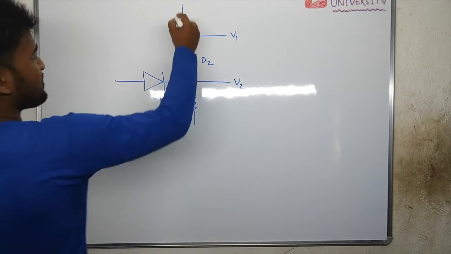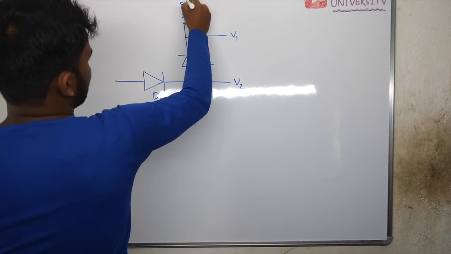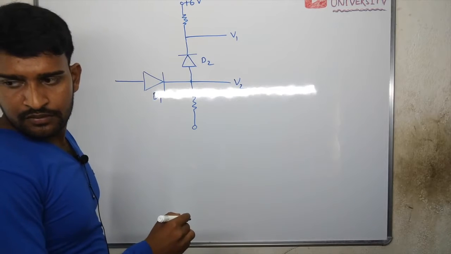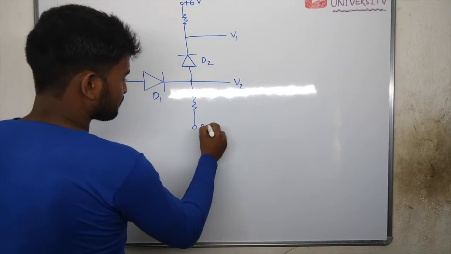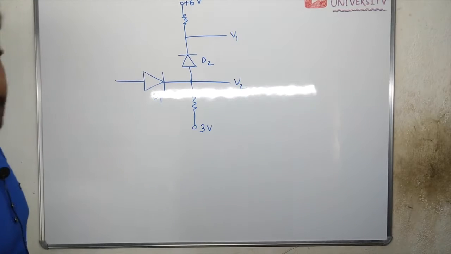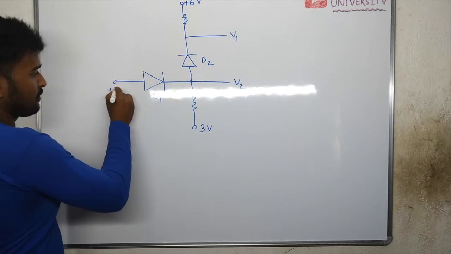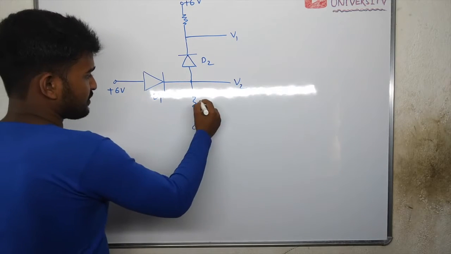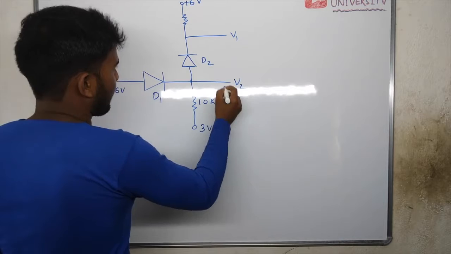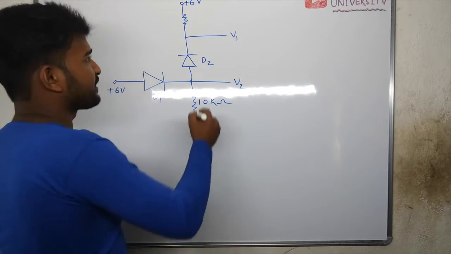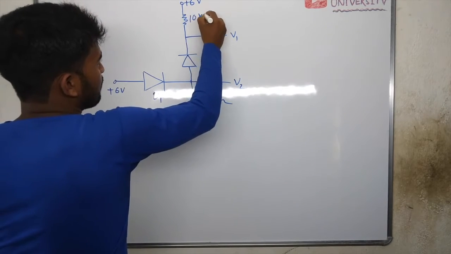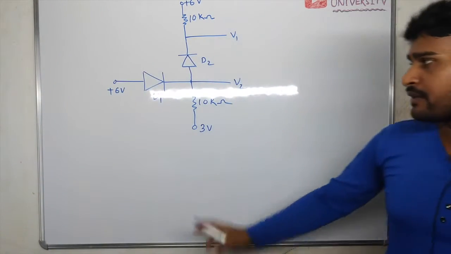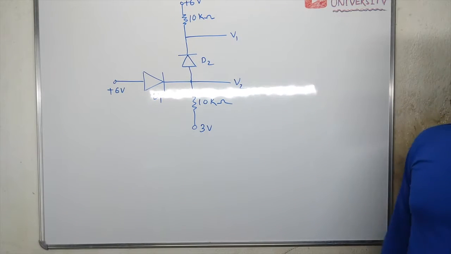Here is plus 6 volt, plus 6 volt, and here is plus 3 volt, and here the voltage is plus 6 volt. This resistance value is given to be 10 kilo ohm, and here also 10 kilo ohm. The question is about finding what is the value of V1 and V2.